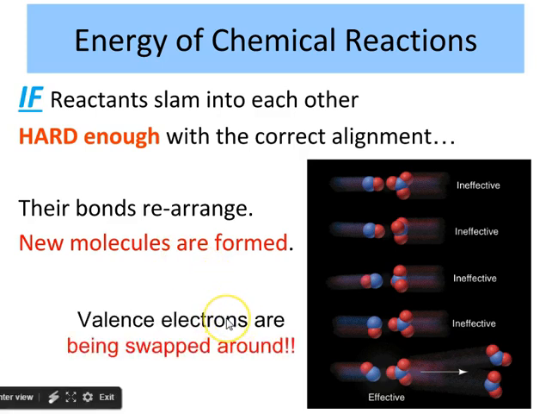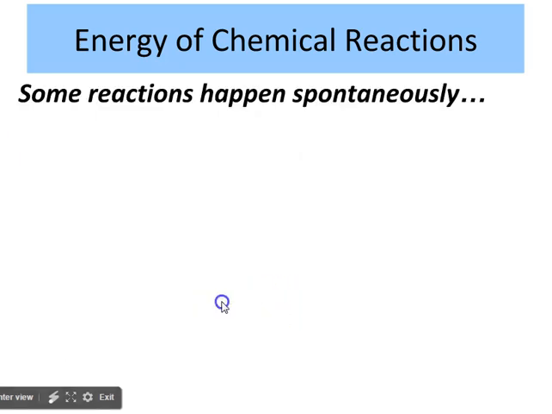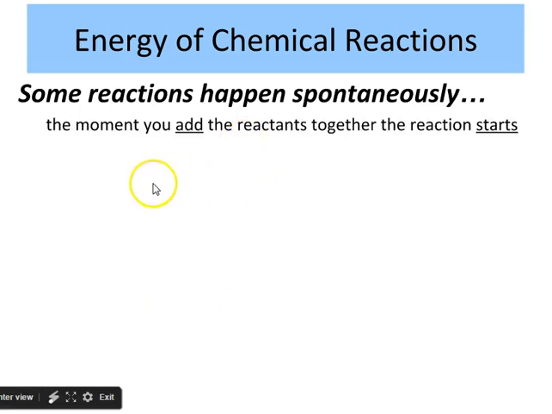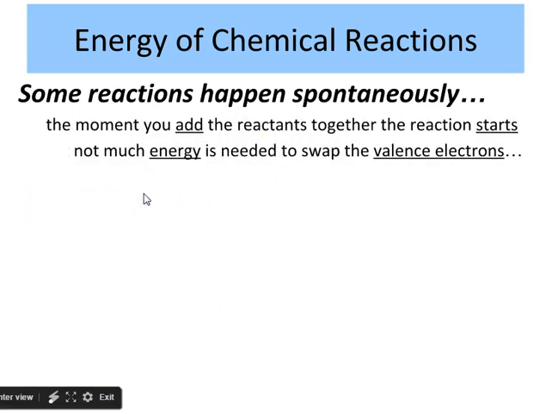And that's because the valence electrons are being swapped around or shared, depending on if it's ionic or covalent. All right, now some reactions happen spontaneously. The moment you add the reactants together, the reaction automatically starts happening. Think of baking soda and vinegar, right? As soon as you pour some vinegar into some baking soda, it immediately starts fizzing.